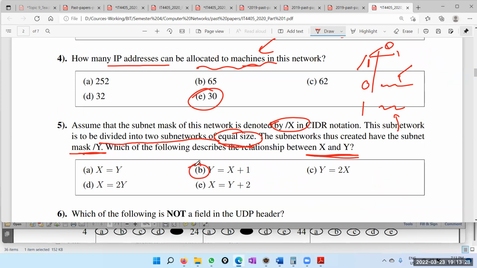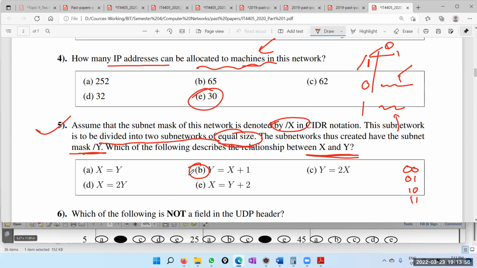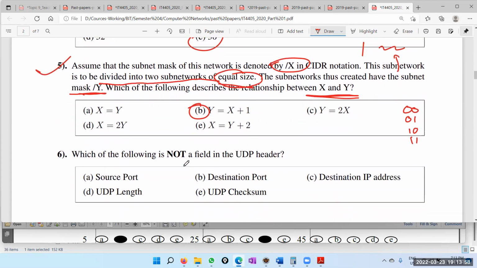So the answer is, Y must be X plus 1. If they say we are going to create 4 equal size subnetworks, then we need 2 bits, right? 0 0, 0 1, 1 0, 1 1. So in that case, Y equals X plus 2. If they say we are going to create 8 equal size subnetworks, that is 2 to the power 3, then Y equals X plus 3. I hope you get it. And the answer is B.